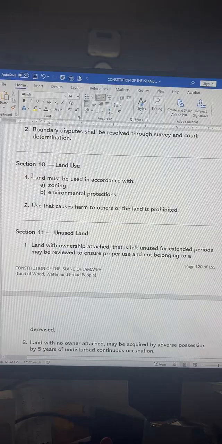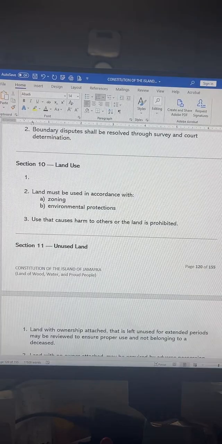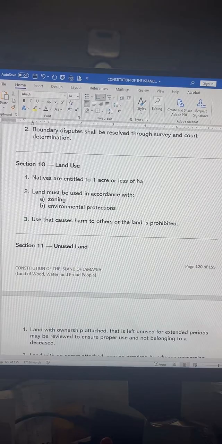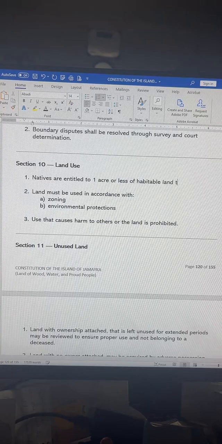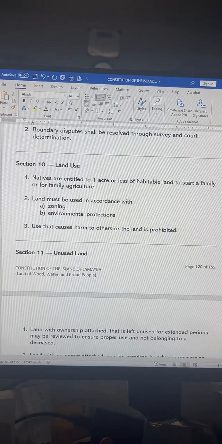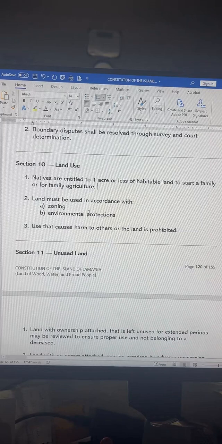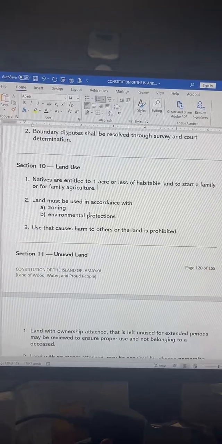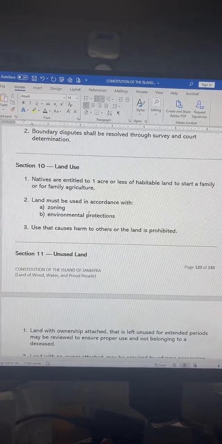All right, let us put a provision in here. It says natives are entitled to one acre or less of habitable land to start a family or for personal or family agriculture. So if you have captured a piece of land, so to speak, you can't just do a big land grab and later try to sell it. It is only for habitation and private use.